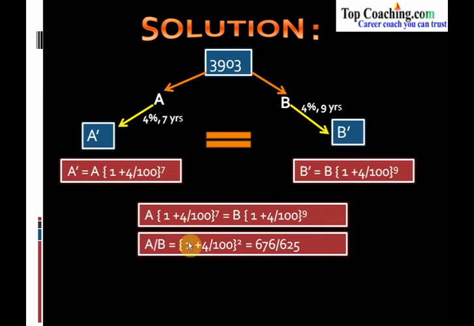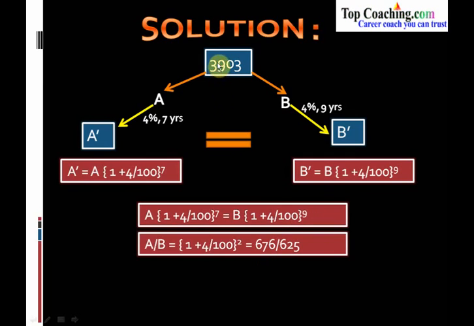So A by B would be equal to 1 plus 4 by 100 whole square. Now 1 plus 4 by 100 is nothing but equal to 26 by 25. And the square of 26 by 25 is nothing but equal to 676 divided by 625. So the ratio of A and B is 676 divided by 625.